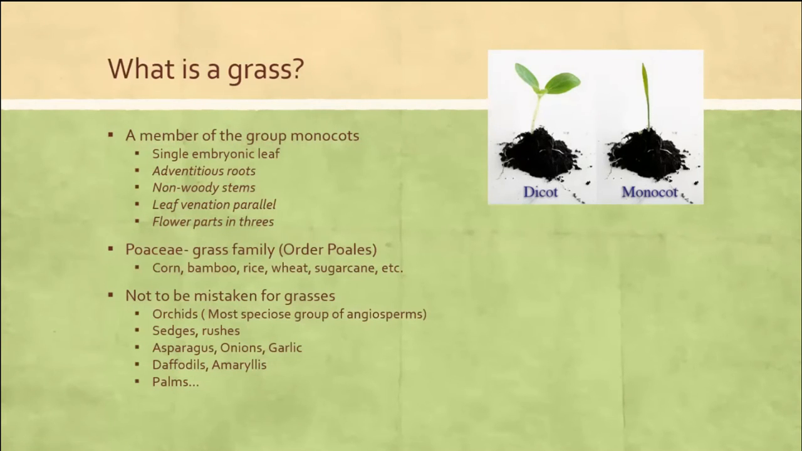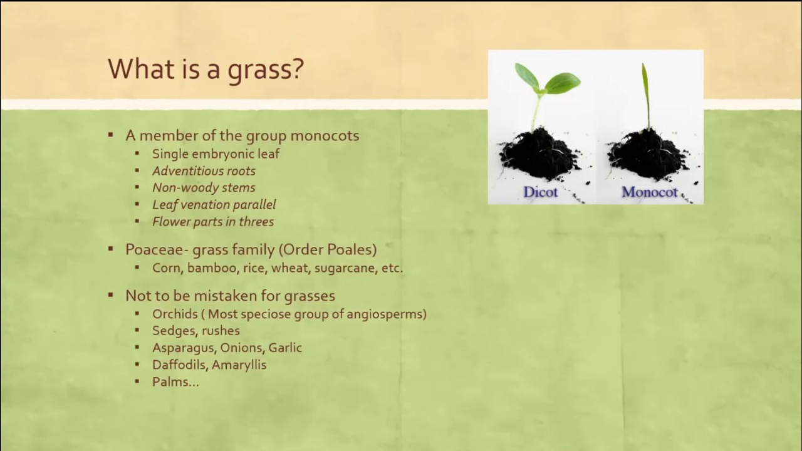Grasses are plants in the family Poaceae. This is the grass family. All of the plants and the parts that I'm going to be talking about today refer to this family of grasses, Poaceae. There are a lot of important food crops in here. Some of them I've listed: corn, rice, sugarcane, and then of course all of the plants that we know as grasses.